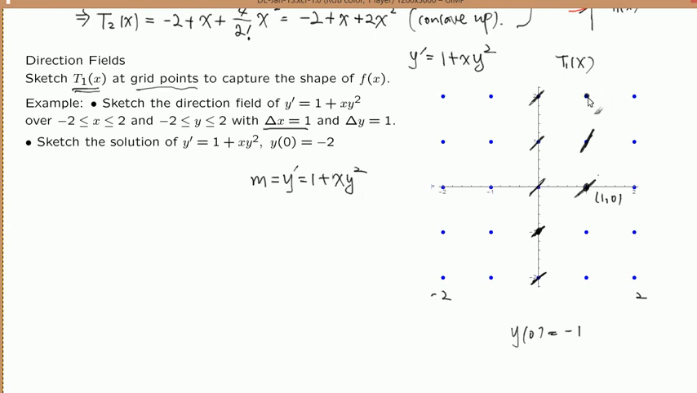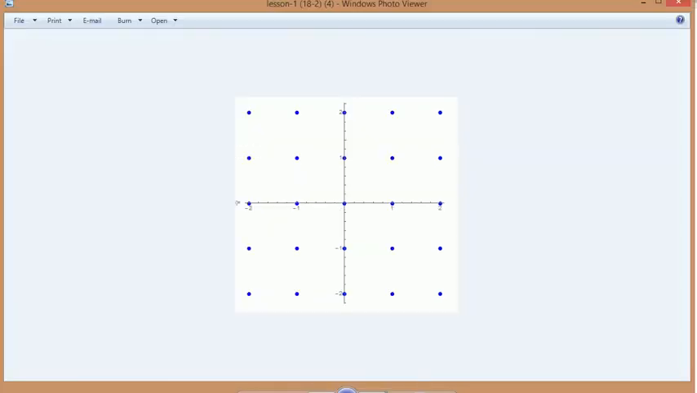How about here? I'm sorry, 1 comma 2, right? So the slope here is 1 plus 4, so x equals 1, it's just 5. So 5 would be like this. Fair enough? Now it's a tedious procedure. You go all around and put this tick mark everywhere. Alright? So I did it with this computer software.